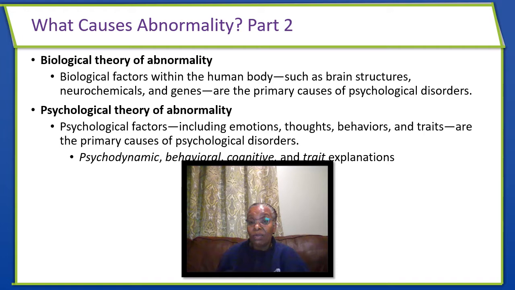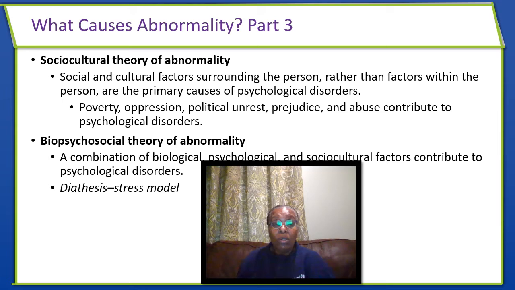So, looking at the sociocultural theory of abnormality, in this model, diathesis refers to the vulnerability with which a person is born. Stress is an event or a series of events that'll turn that vulnerability into a full-blown psychological issue. We look at the social and cultural factors surrounding a person rather than factors within the person. And those are going to be the primary reasons for psychological disorders in the sociocultural theory of abnormality.